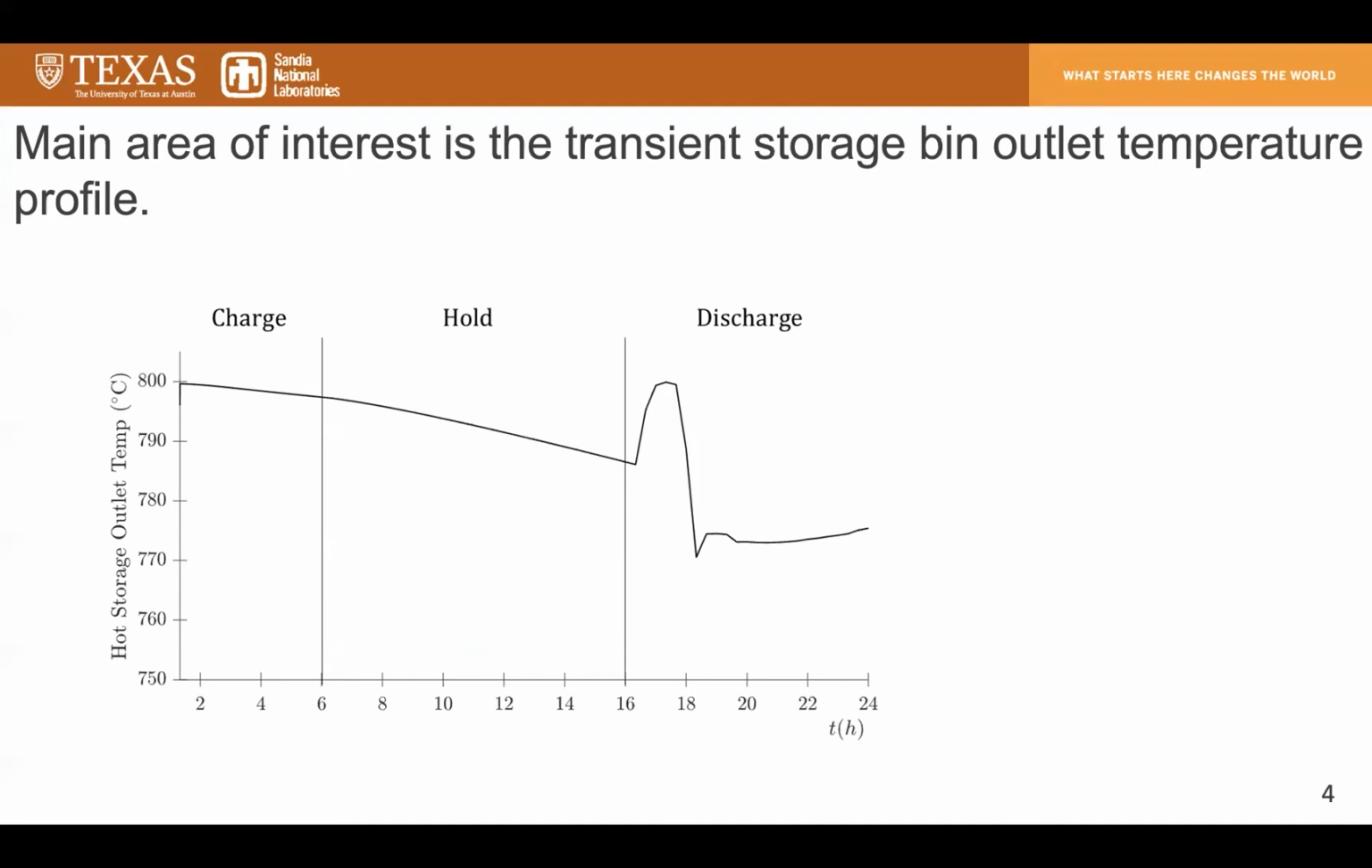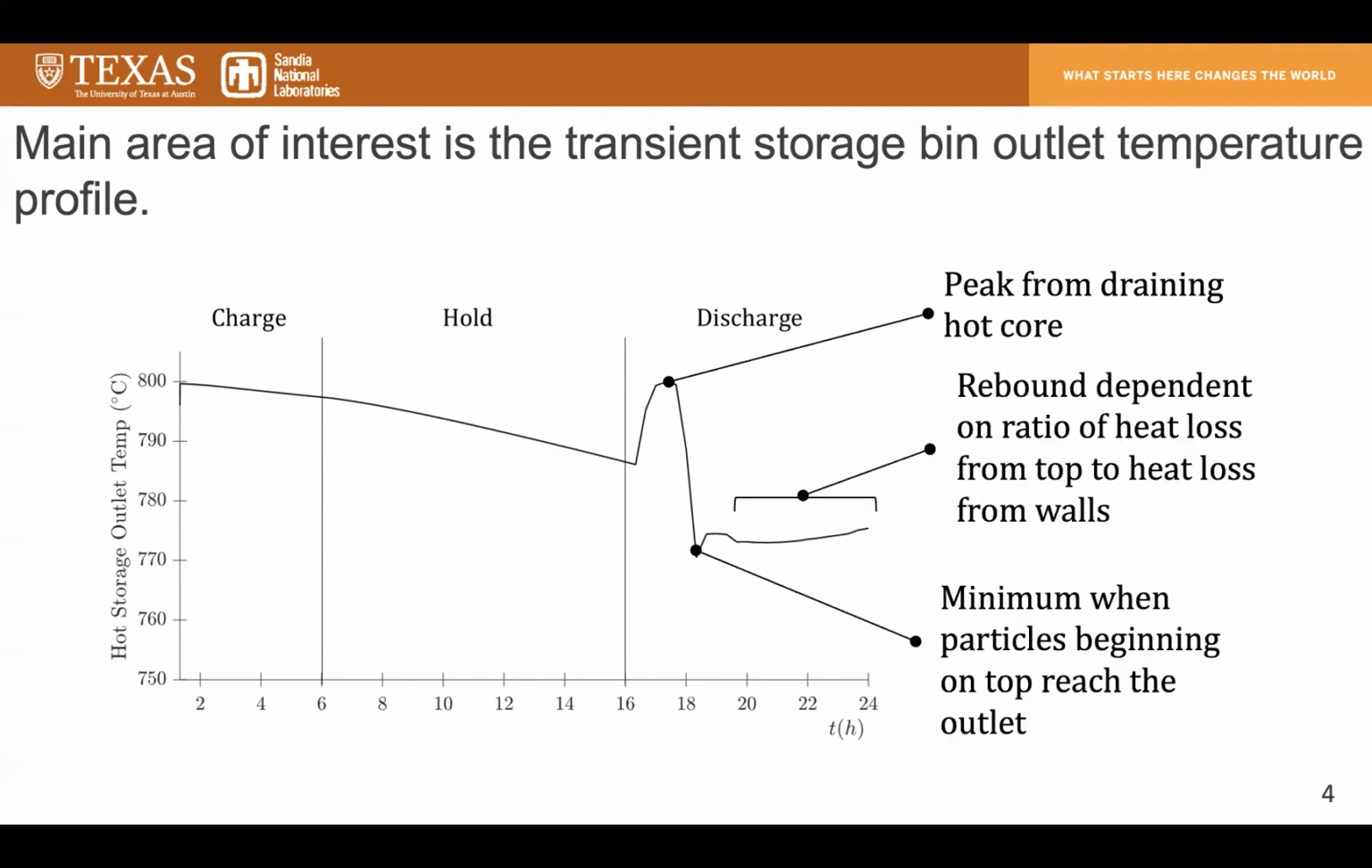So in charge and hold, the outlet temperature is just defined as a bulk temperature at the orifice, but of course it's closed and no particles are flowing out. During discharge, we can see here that we have a peak, and that's coming from the temperature profile that you saw on the last slide, where we have heat loss on the exterior and then we have a hot core. Then it drops down. We have a minimum where the coldest particles are flowing out, and then the rebound, of course, is dependent on the ratio of heat loss at the top to the heat loss at the walls.